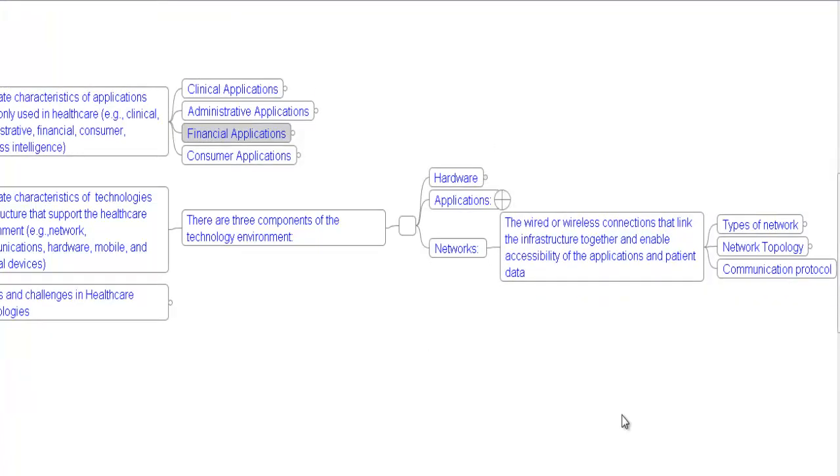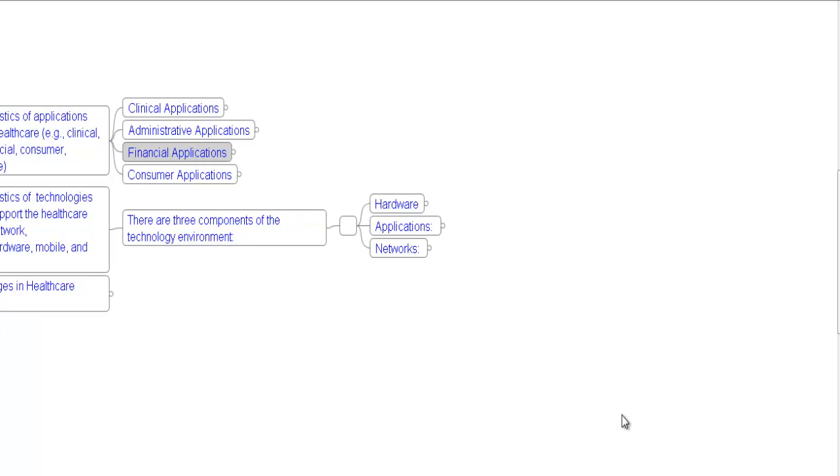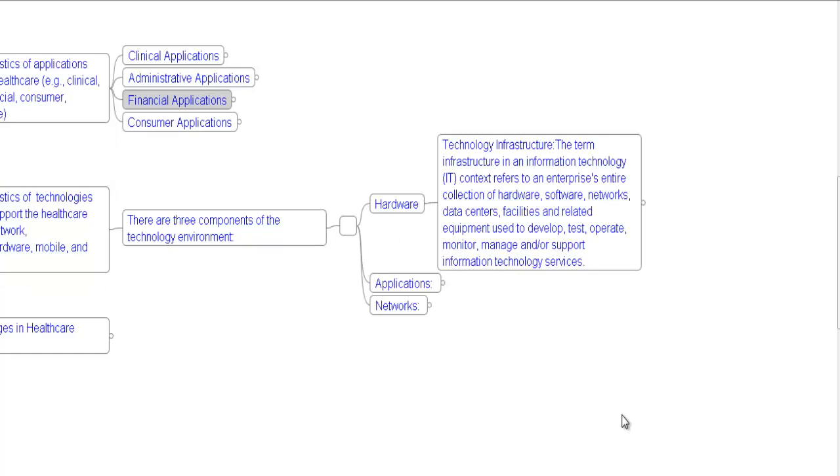Three components of the technology environment are hardware, applications, and network. Let's explore hardware. Technology infrastructure. The term infrastructure in an information technology IT context refers to the entire collection of hardware, software, network, data center, facilities, and related equipment used to develop and test, operate, monitor, manage, and or support information technology services.